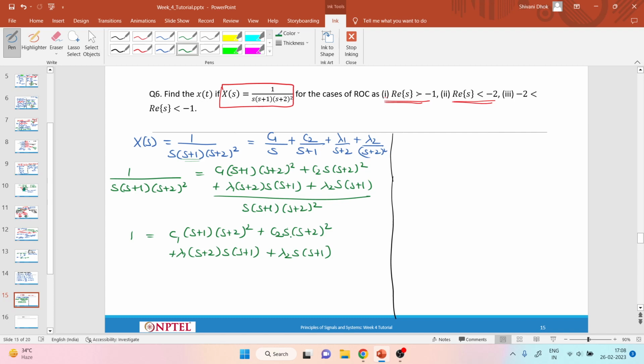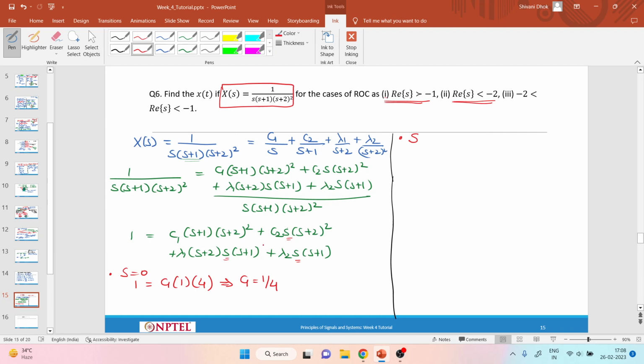So let us first try to find the value of c1. Now if I observe carefully, there is no term of s here, but it is present here as well as here. So I'll just substitute s equal to 0. If I do that, my equation becomes 1 equal to c1 into 0 plus 1, that is 1, and 0 plus 2 whole square, that is 2 square, which is equal to 4, and all the rest of the terms go to 0, which means that my c1 is equal to 1 by 4. We are doing the same thing that is taken in class, but this makes it a little bit simpler.